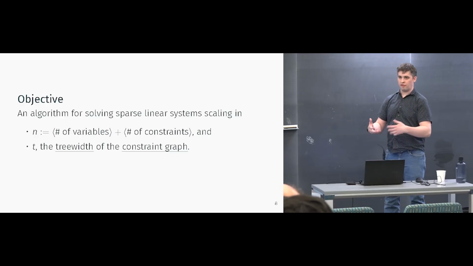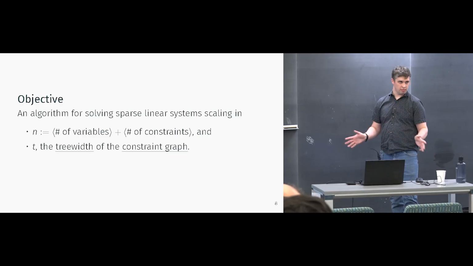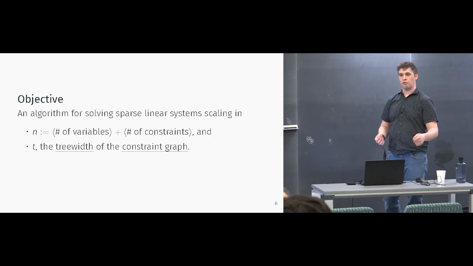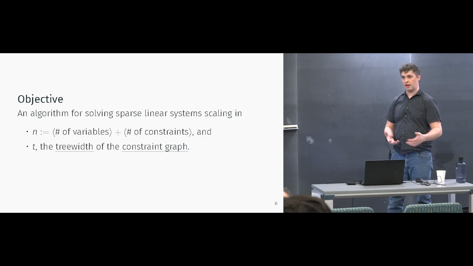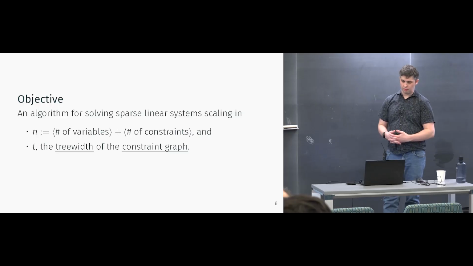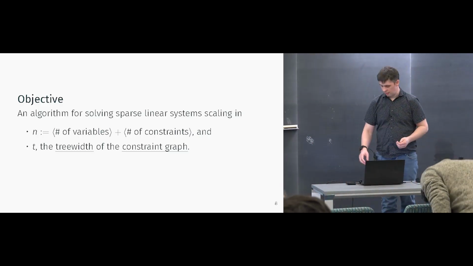So an algorithm that solves a sparse linear system depending on the size of the system, which we'll say is just the number of variables plus the number of constraints, call it n, and a parameter for the graph, some score for how good that graph is in terms of speeding up linear systems. Specifically, we're going to use the tree width of what I'm going to call the constraint graph.